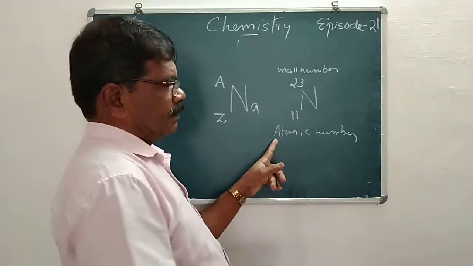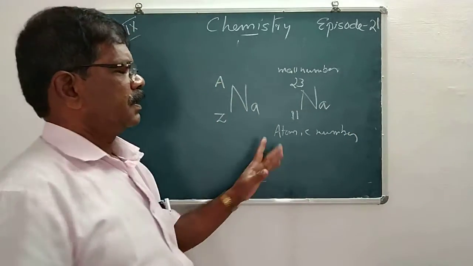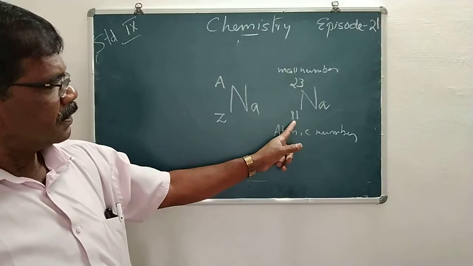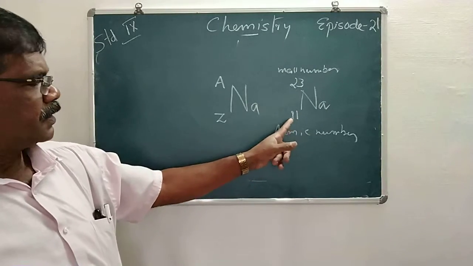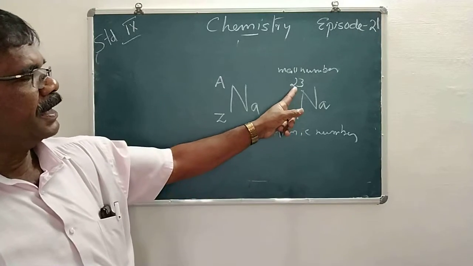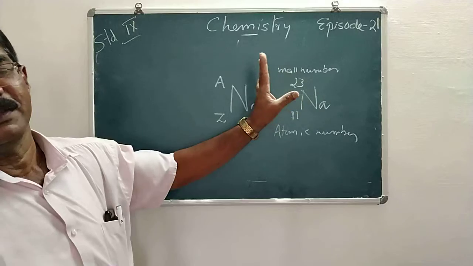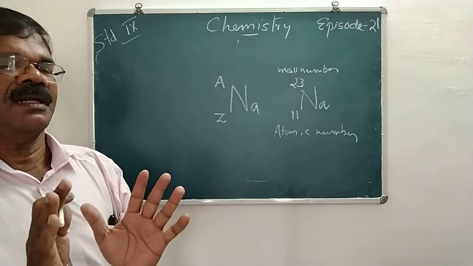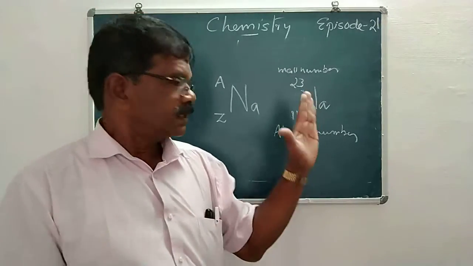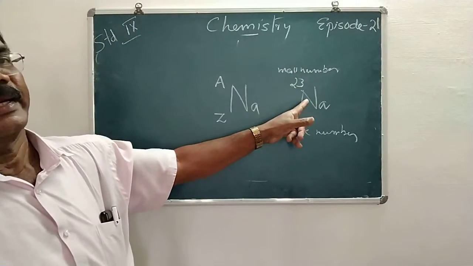So students, please note here. While you are writing the symbol of sodium, on the left side below you write 11. It denotes the atomic number. On the left side above, on the top, you write 23. It's the mass number. This is while writing the symbol of the elements. This is the full symbol. Then we can get a clear idea about all.